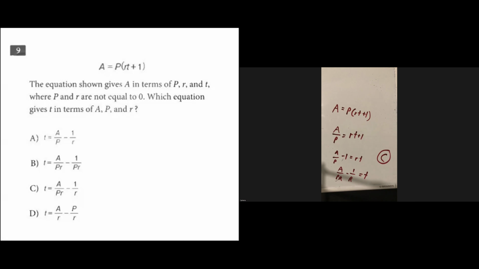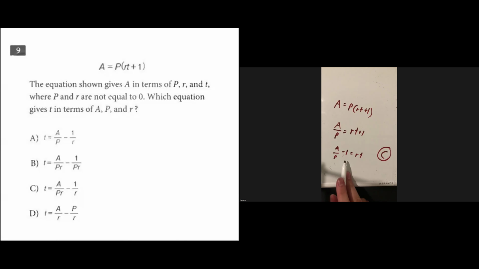Someone asked, are you able to distribute? I did distribute. Let me just redo this last step. Essentially, it's just A over P minus 1 equals RT. And then you just divide both sides by R. So A over P minus 1, all of this divided by R, equals T. And then I just distributed that. So when you divide A over P minus 1 by R, you have A over PR minus 1 over R equals T. So that's choice C.